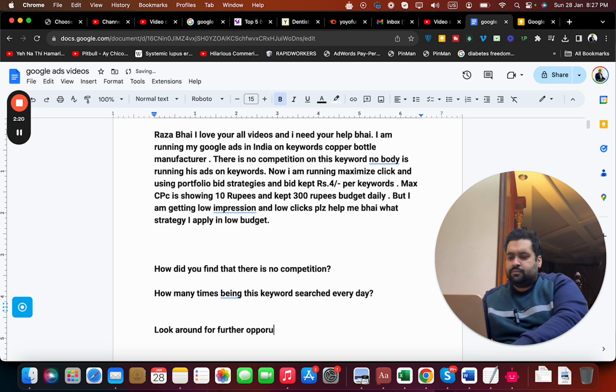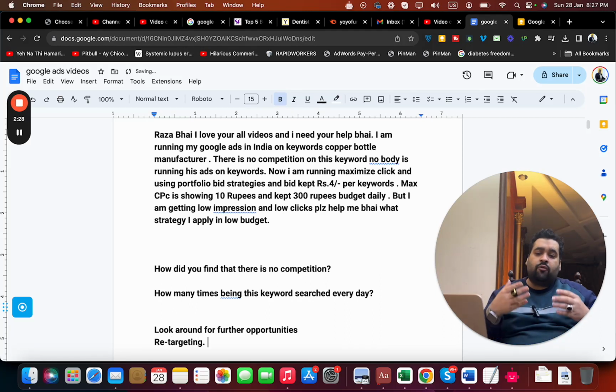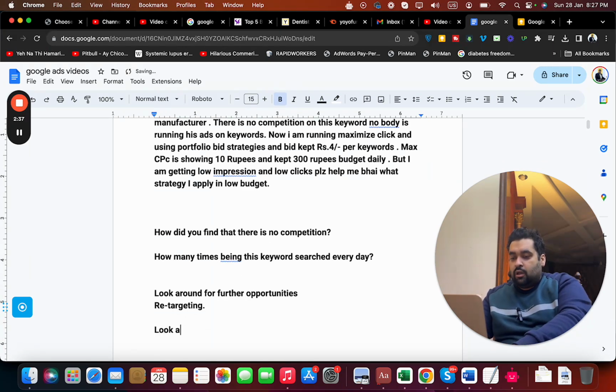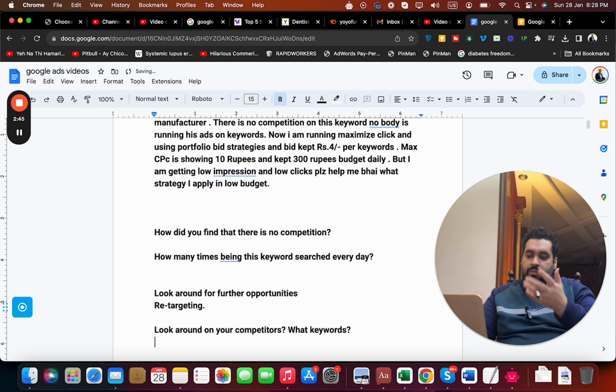Also, you may need to look for further opportunities, like doing retargeting. I mean targeting those people who have already visited your website or who already know about you. I think retargeting is very good. That is the minimum you need to look at. Also, look at your competitors and what keywords they are targeting. You can use SEMrush or any other keyword tool, but in case you hire us, we are going to look around and sort out what keywords they are targeting, and we may find further opportunities.